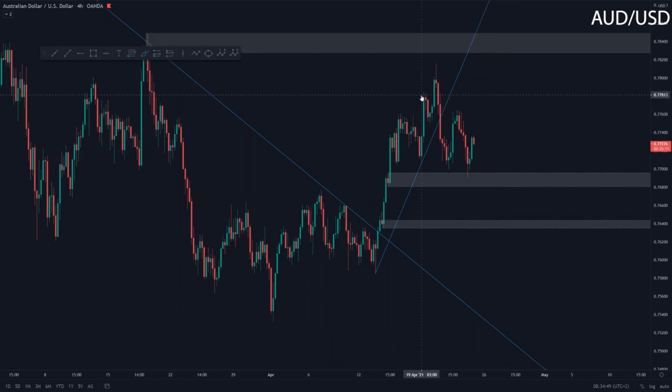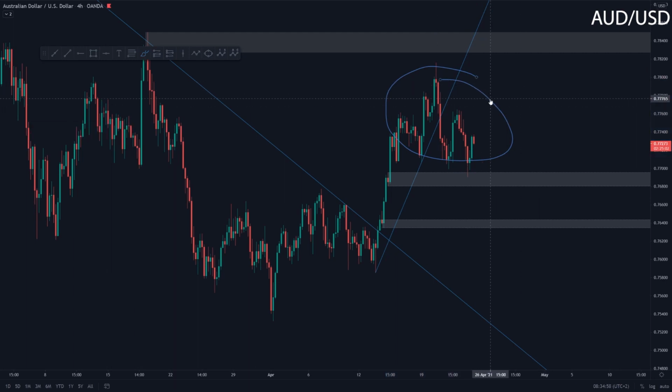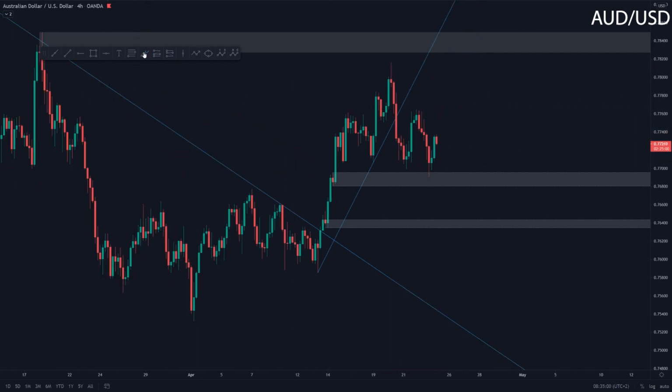For the rest, yeah, not very interesting pair at the moment, Aussie dollar for me personally. I do not like the current market structure that we are seeing over here. It looks a lot like a nice head and shoulders which wants to crash down further towards the downside.